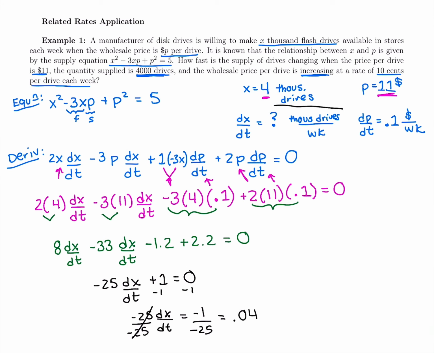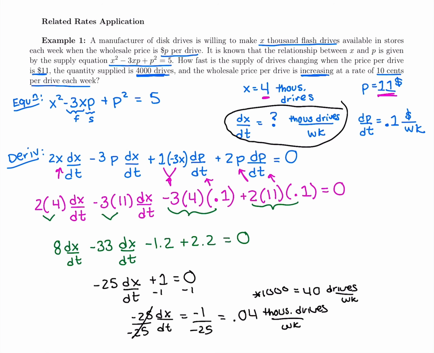Well, I'm going to look back at this setup that I highly recommend. It helps you get the full credit answers. It's 0.04 drives, which is really in 1,000. So this is 1,000 drives per week. So we're going to multiply this by 1,000 and do our interpretation. 0.04 times 1,000 is 40 drives per week.